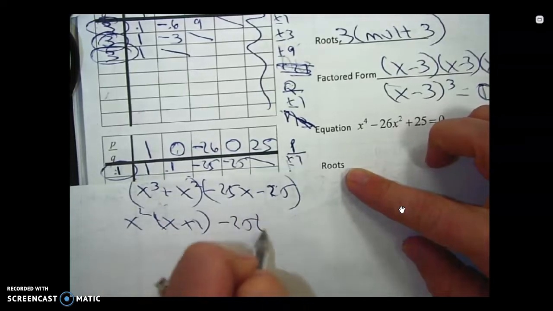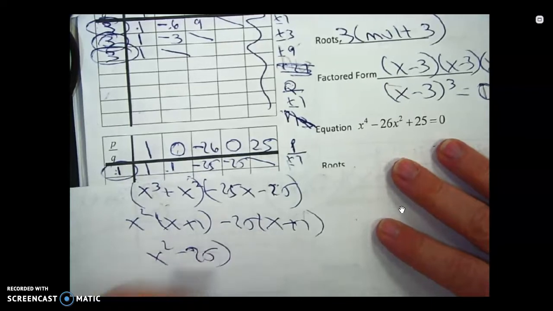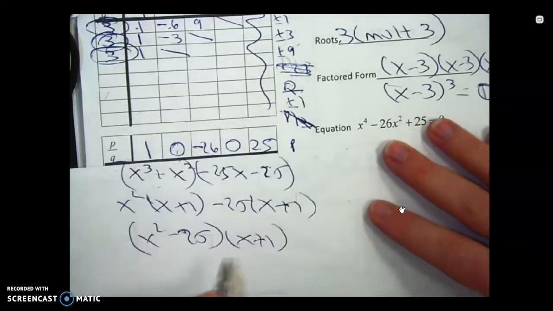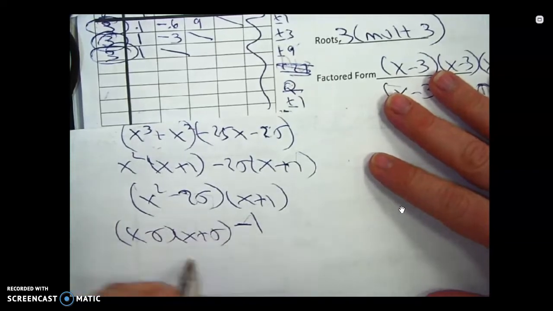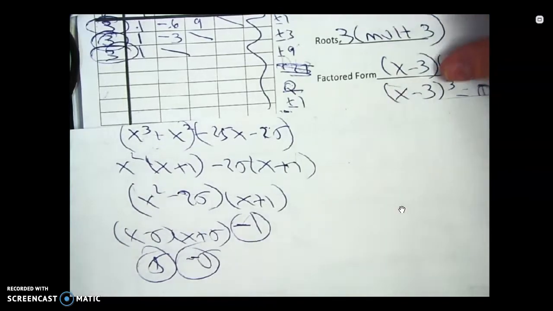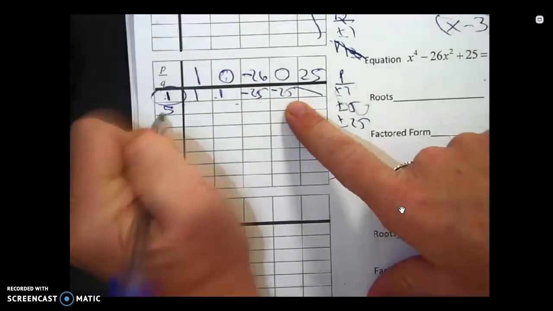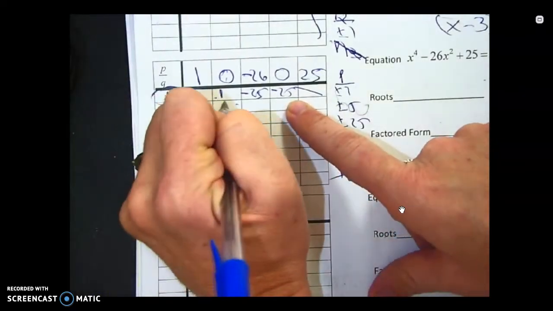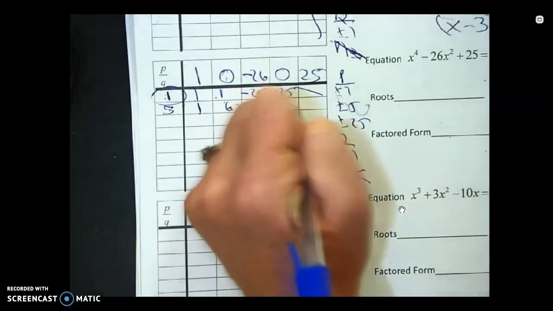You should practice factor by grouping if you're not good at it. That's negative 1, and then this is x minus 5, x plus 5, negative 5, and 5. There's the other ones. If you didn't get that, you're going to keep going. So I'll try 5. This times this plus this. This times this plus this. This times this plus this. Oh my gosh, it works.